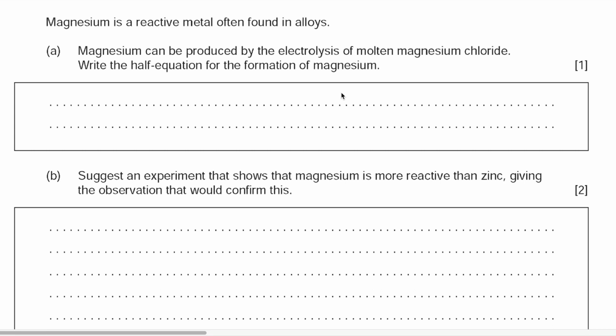Hello everyone, in this video we'll be solving a paper 2 problem for IB chemistry. This problem comes from the 2022 paper focusing on organic chemistry and also redox reactions. Magnesium is a reactive metal often found in alloys. Magnesium can be produced through the electrolysis of molten magnesium chloride. Write the half equation for the formation of magnesium.